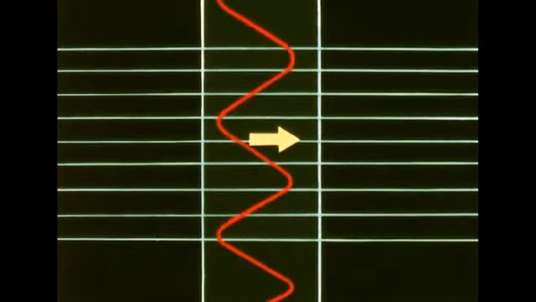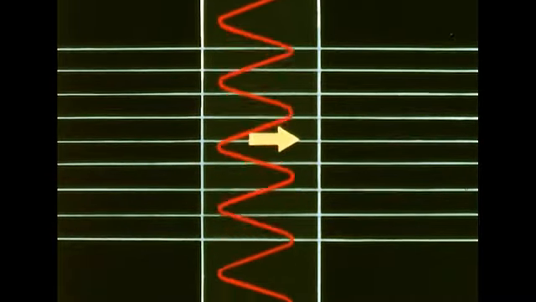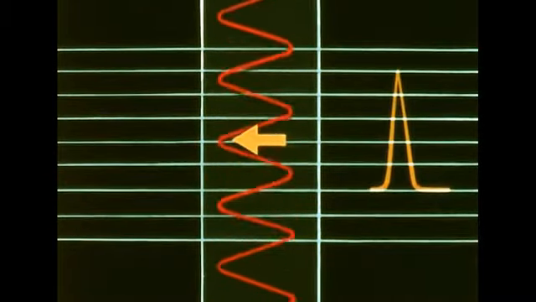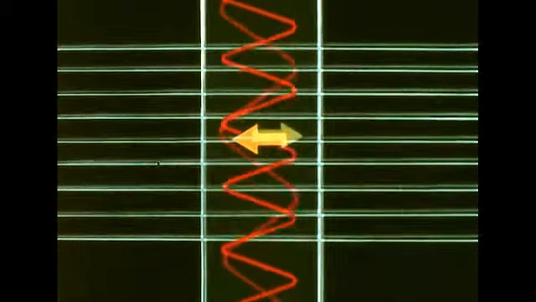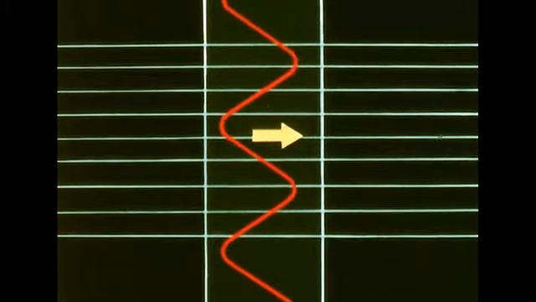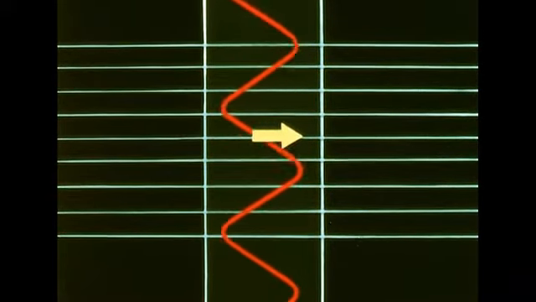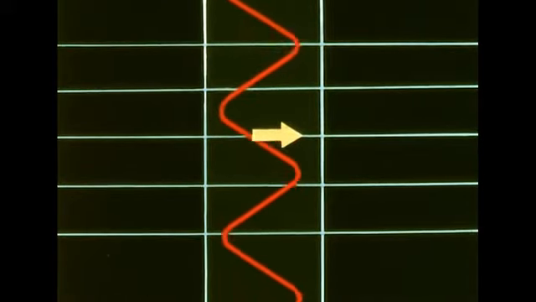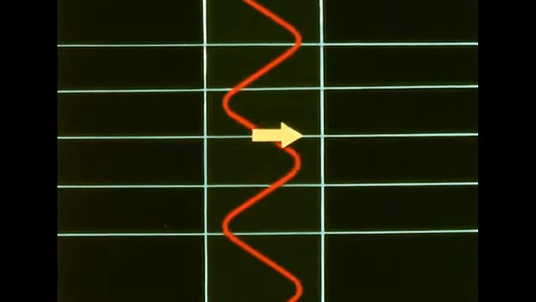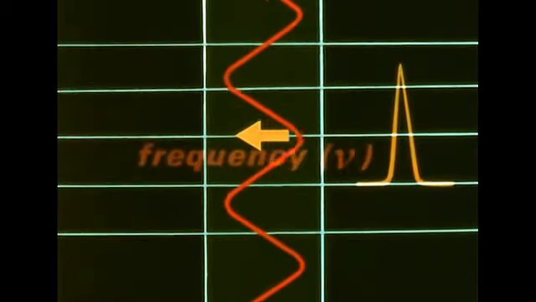Let us have a closer look at the sample. At constant field, the radio frequency is varied, and an absorption peak is recorded. If the radio frequency is constant, the magnetic field is varied, and a peak is recorded.